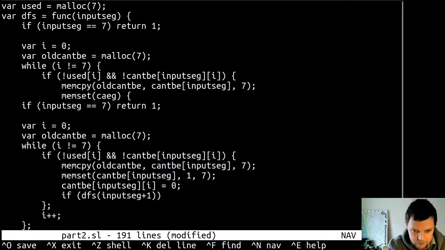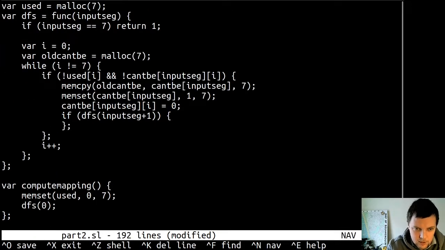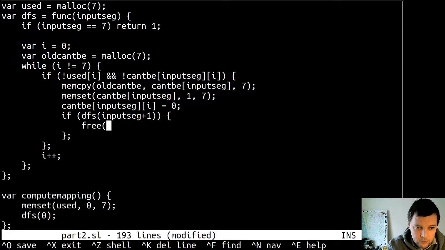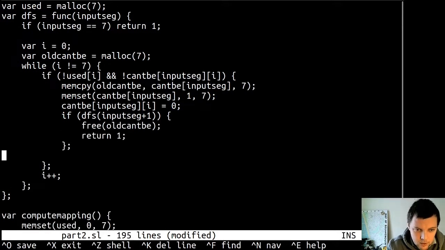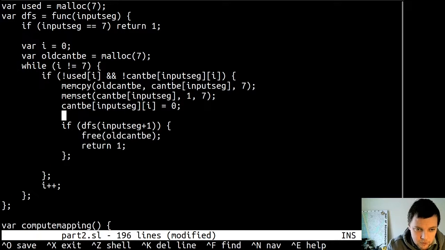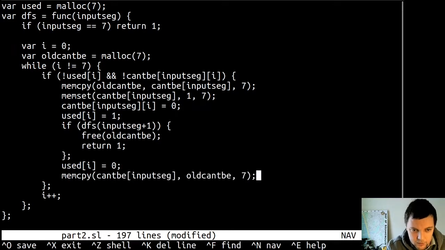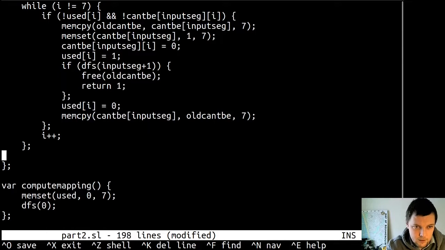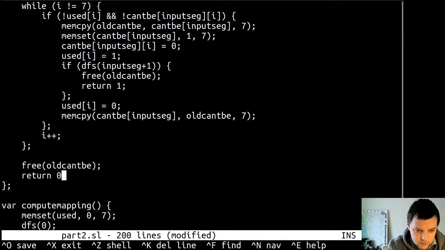next level is happy, then all we need to do is free old can't be and return 1. We need to mark this number as used as well. Otherwise, we need to undo what we just did. So used I equals 0, then copy to can't be input seg from old can't be 7. And then at the end, we didn't reach a solution, so we need to return 0.